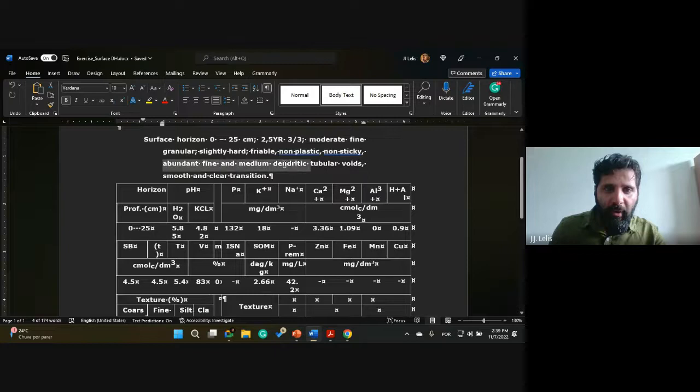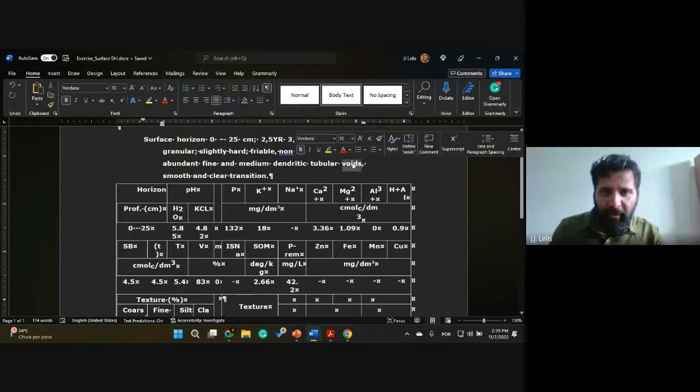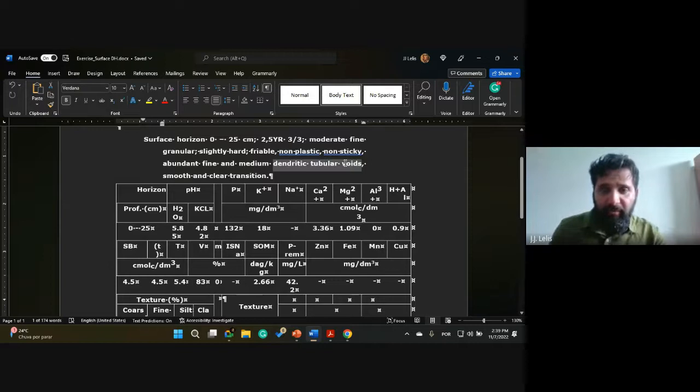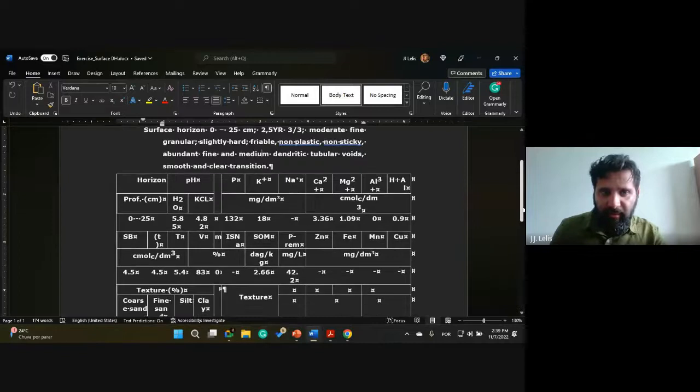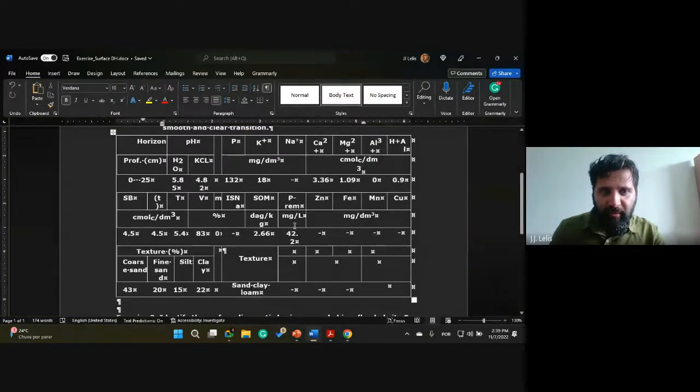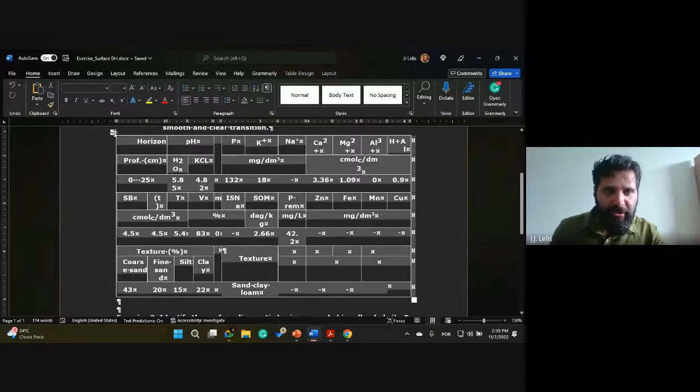We have a high quantity of voids, dendritic and tubular voids, and these voids are abundant and present a size that's fine and medium, okay? So we have a very good description of this horizon and this data that presents us some precious information, okay?